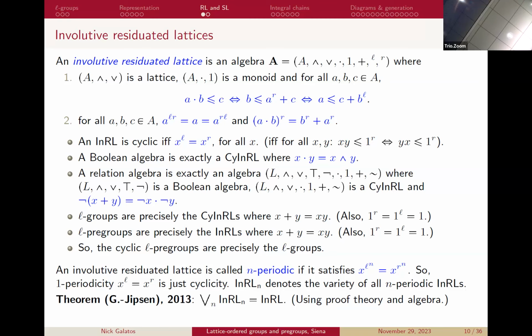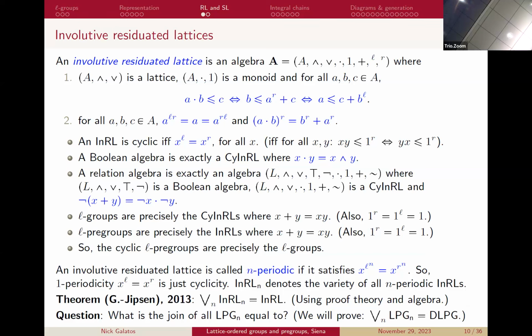And this is a difficult proof because we had to use algebraic proofs for part of the proof and proof theoretic proofs for the other part. So we would be very interested in a purely algebraic proof of this fact, but we don't have it so far. In any case, it's true. And it begs the question, what happens with L groups? And the same thing actually happens with L pregroups. The join of the periodic L pregroups is exactly the variety of distributive ones.